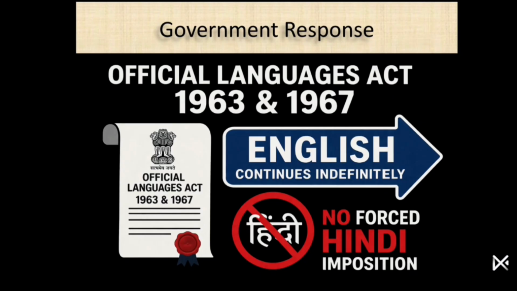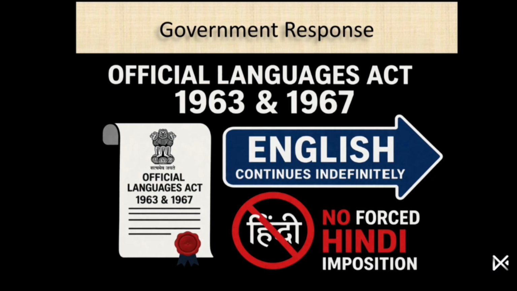Government response. Official Language Act of 1963 and 1967. So after all this protest and political changes, the government could not stay silent. They had to take a clear decision. So finally, through the Official Language Act of 1963 and later in 1967, a solution was introduced. Let's understand it simply. First, English would continue not just for 15 years, but for as long as needed. This removed a major fear.